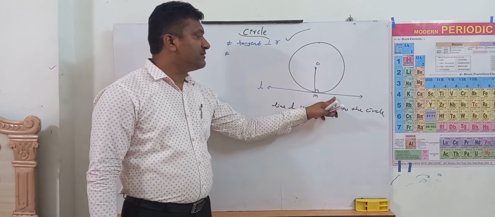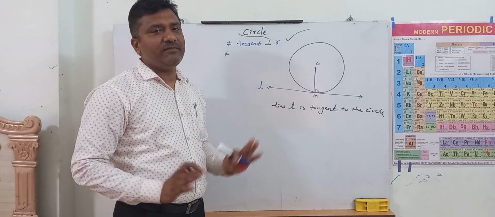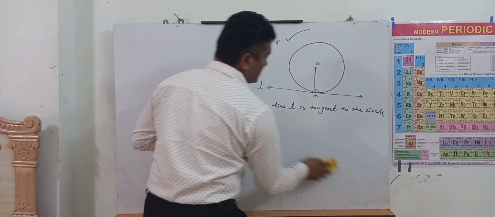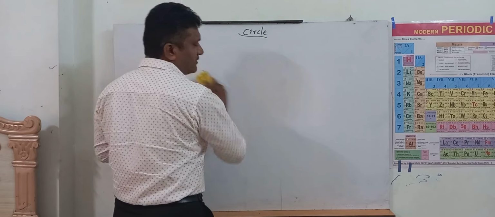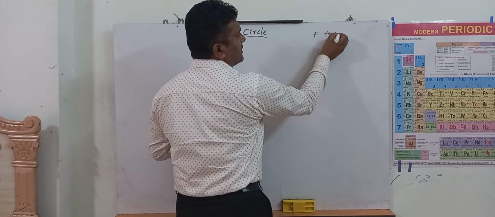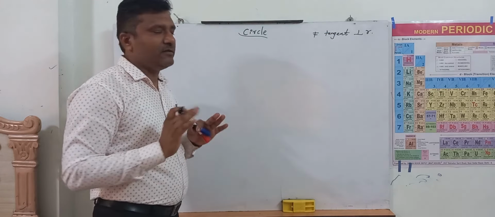If any line makes a right angle at the endpoint of the radius, then that line becomes the tangent to the circle. So remember this also. Sometimes questions can be asked based on this one. So here we have finished the first important property, that is, tangent is perpendicular to radius and its converse.